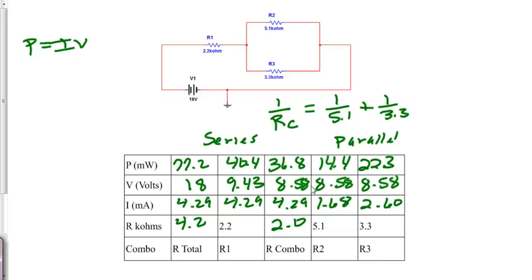Okay, and then look at the parallel part. We have 8.58 volts on everything there. And then it's a current divider circuit. So we have 4.29 amps or milliamps for the R combo. And look how it gets divided to 1.6 milliamps and 2.60 milliamps. Total power of the circuit is 77.2. And each part has its own unique power because we use the equation P equals IV.